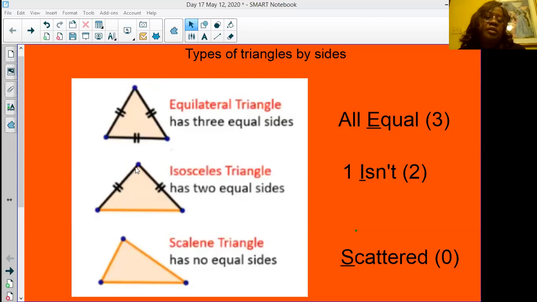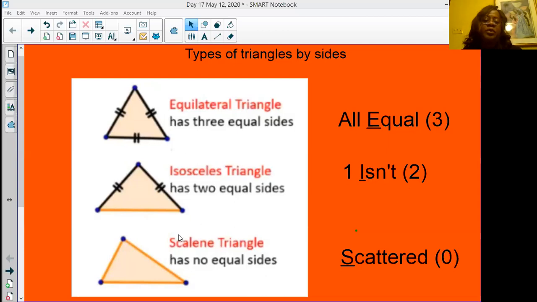Our next triangle is called an isosceles triangle. Notice that only two of the sides in this particular triangle have tick marks. So this side right here is congruent to this side over here. But the side at the bottom doesn't have any tick marks, so it's not congruent to the other two. An isosceles triangle only has two equal sides. So I say, for isosceles, "one isn't." The I in isosceles reminds me that only two of the sides are congruent.